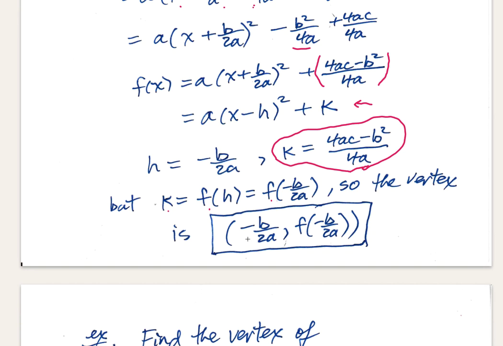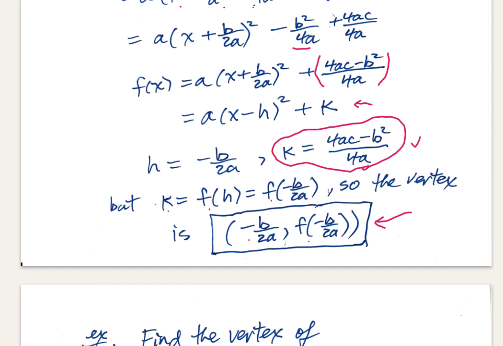Just remember with that what? H, the x-coordinate of the vertex, is negative b over 2a. And then the y-coordinate, that's the k, is found not by remembering this formula up here, but by just evaluating f at negative b over 2a. So this is our formula for the vertex. We're going to write it this way. So k is f evaluated at negative b over 2a.